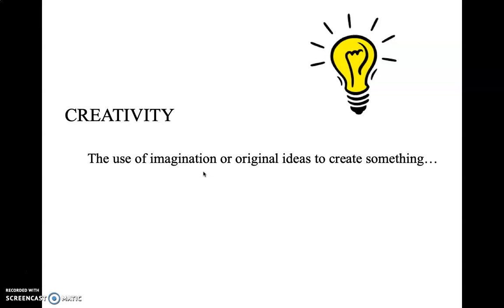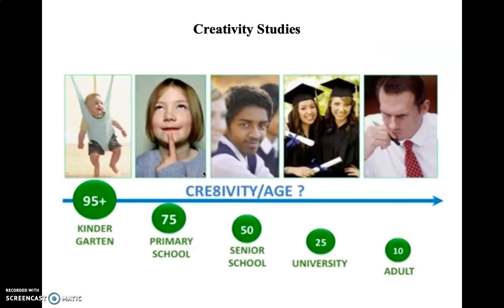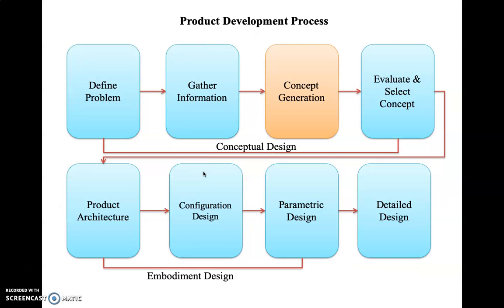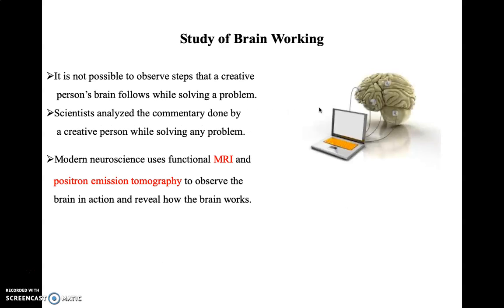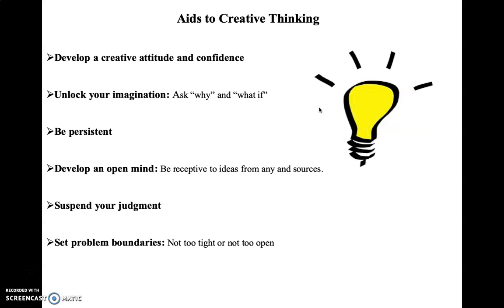We have discussed what creativity is, which is the use of imagination, how creativity decreases as our age progresses, and what the different product development processes are. In the product development process, we are focusing on concept generation only as of now. And what the misconceptions were in the past, how we can brain map, and what the aids for creativity are. This we have discussed till the last lecture.